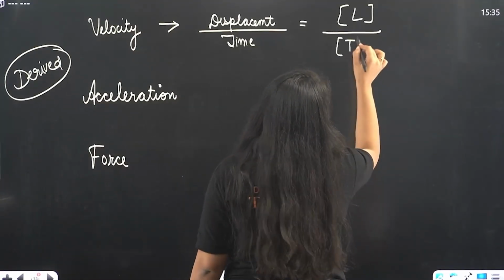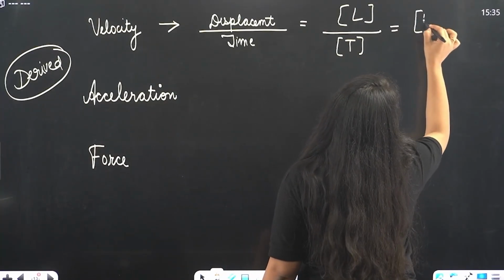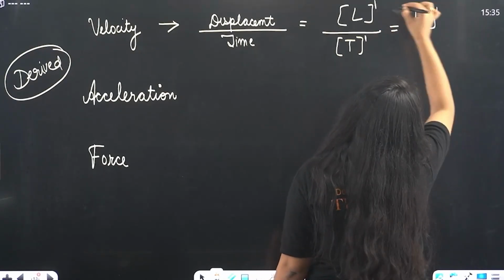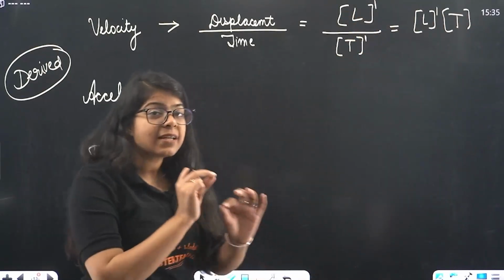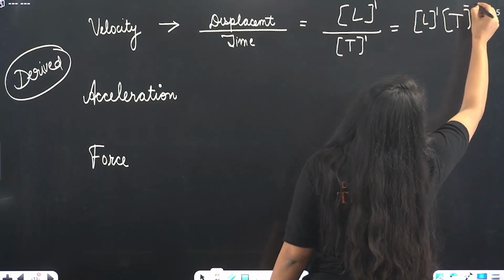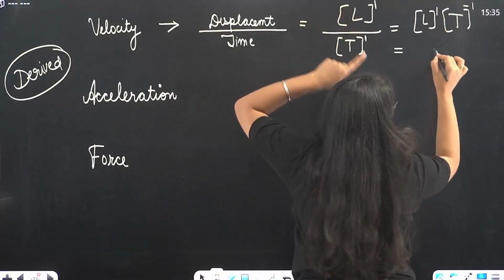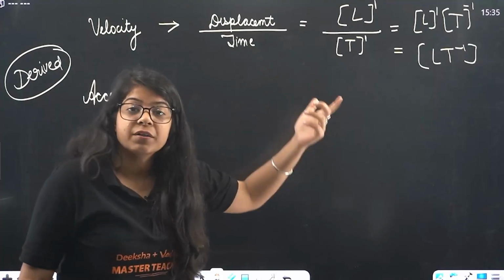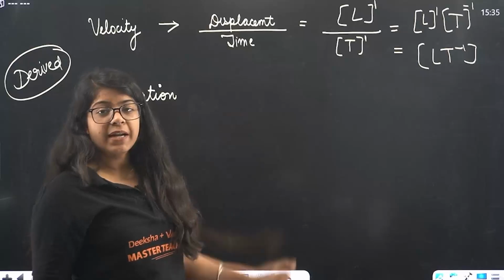So simply T. Now one more thing you have to include in this is that length has a power 1, the power is 1. But if this time goes up, so anything that is in the denominator, when it goes up, its power gets a negative sign. That means T was in the denominator, has a power 1. It goes up, it has a power now minus 1. So this is the final answer, and you can write it LT minus 1. So this is the dimension of velocity. Understood? Derived from the dimensions of displacement and time.